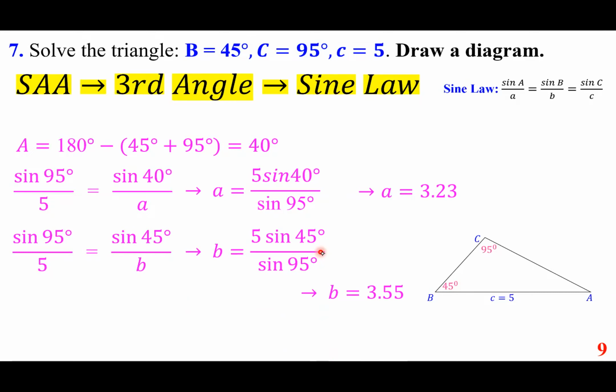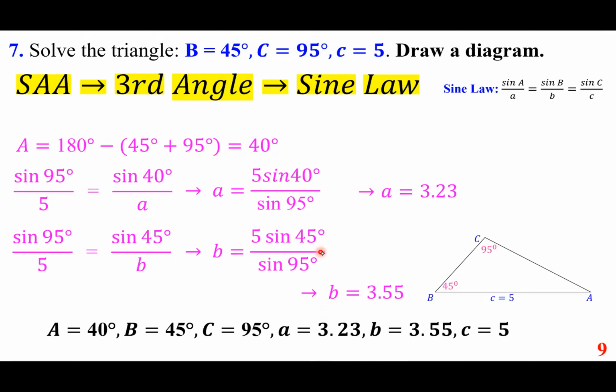And let's write the whole thing. We found A to be 40, B was 45, C was 95. Those were given. We found lowercase a, lowercase b, and C was given as 5. As far as the number of decimals you use, you should always read very carefully and see what they ask you to do.